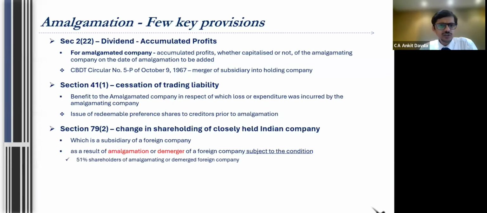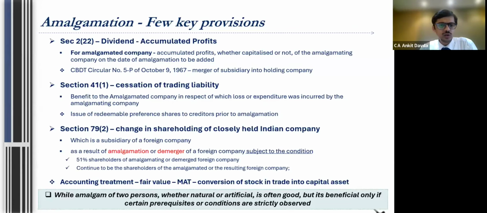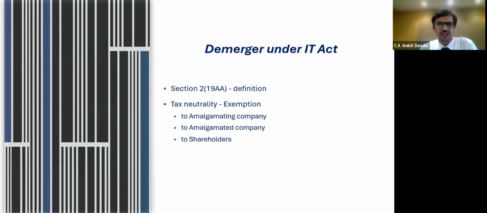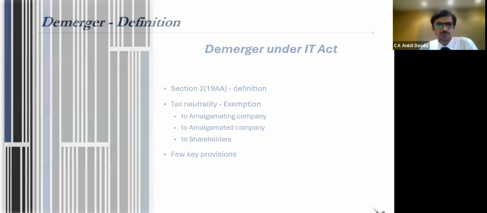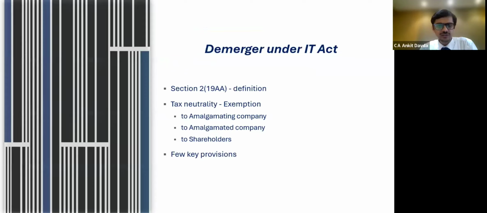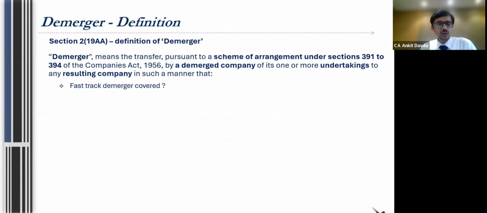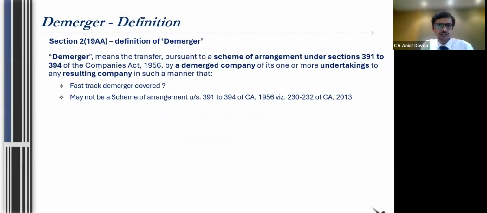I think we'll skip these very specific provisions relating to MAT. Similarly, under the demerger, you have the section 2(19AA) definition, which you need to comply with. Once you comply with those conditions, you have tax neutrality to the amalgamating company, the amalgamated company, and the shareholders, and some other provisions. While for section 2(1B) there are very limited conditions, only 2-3 conditions, generally all mergers will comply with those conditions.